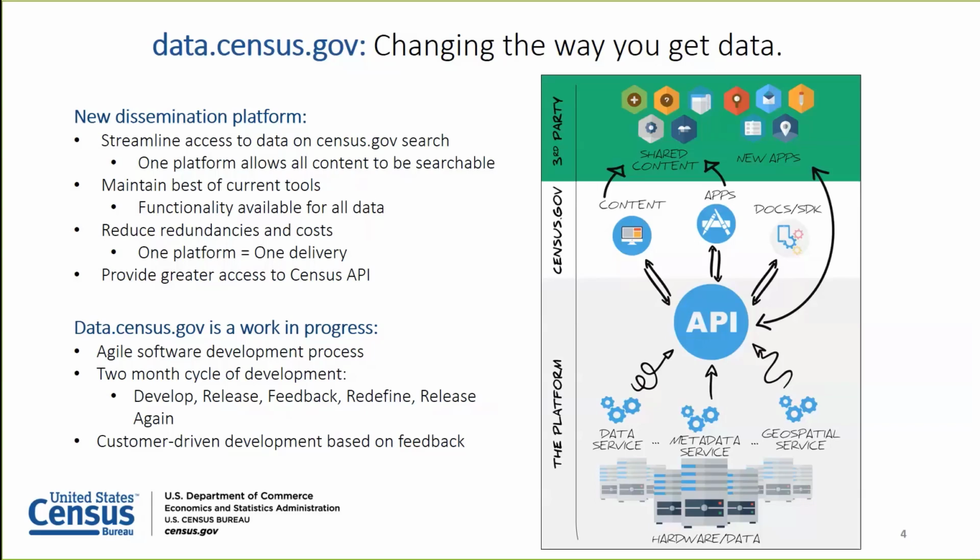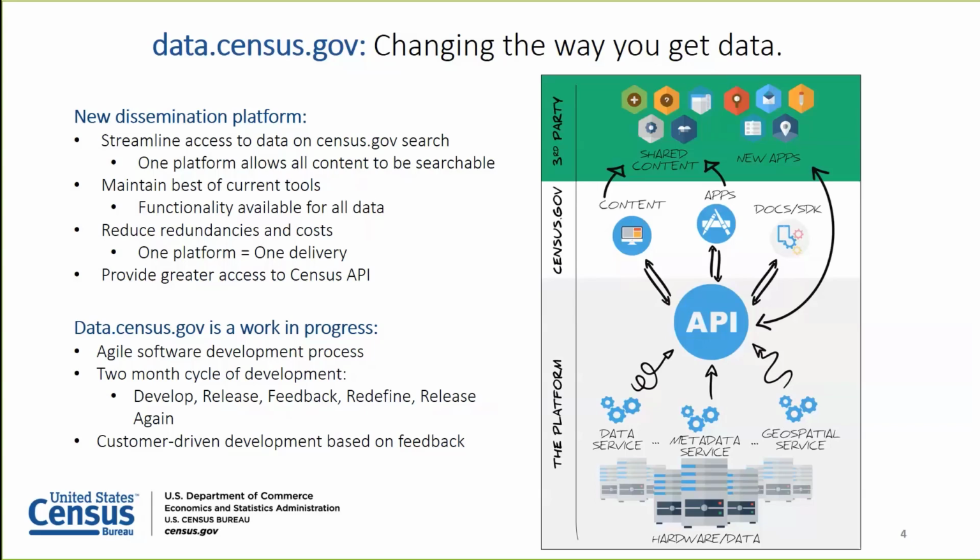So looking at this diagram, the API is the heart of this platform. We're utilizing data, metadata, and geospatial services, and then releasing those data and services through census.gov in typical tables, but also through apps and data visualizations. The Census Bureau hosts the API not just for ourselves, but also for third-party customers who pull our data in their own applications and dashboards.